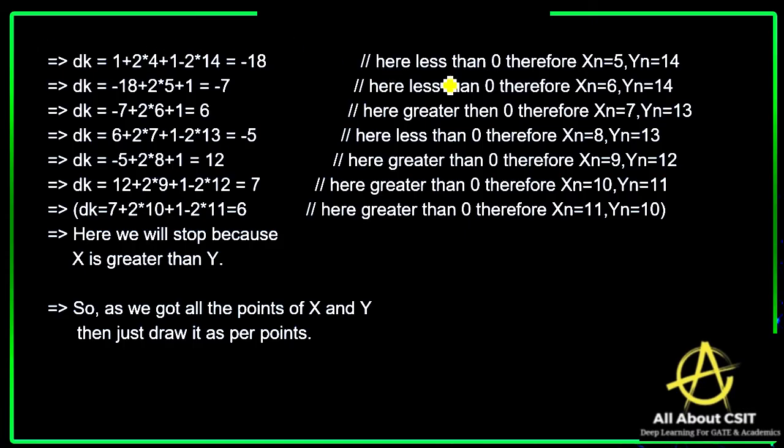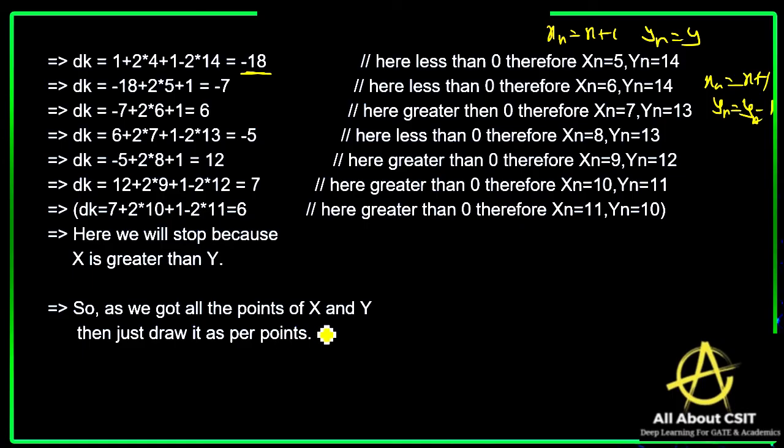In the same way, you need to check the dk value, minus 18. Minus 18 means xn is equal to x plus 1 and yn is equal to y only. So 4 plus 1, 5, and 14 only. And minus 7, the same operation, 5 plus 1, 6, and y only, 14. 6 is greater than 0, and greater than 0 means xn is equal to x plus 1 and yn is equal to y minus 1. 14 minus 1, 13. So these are the points.